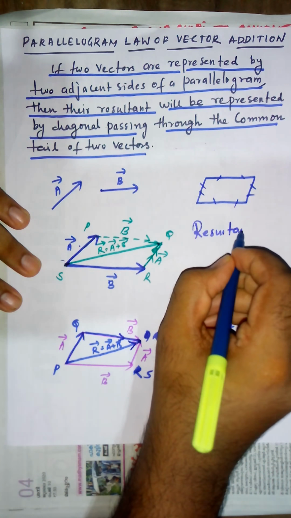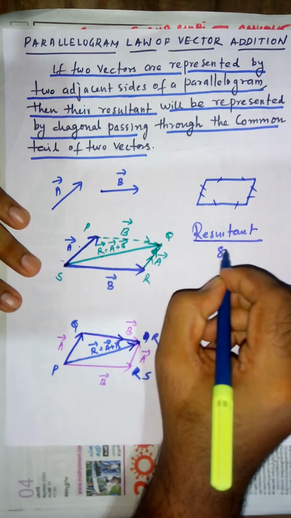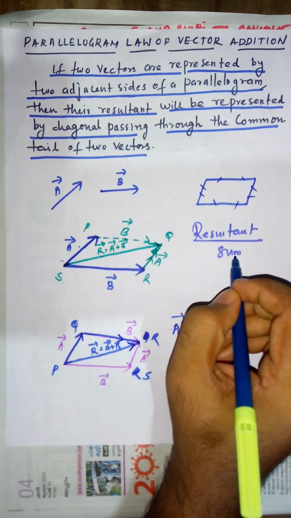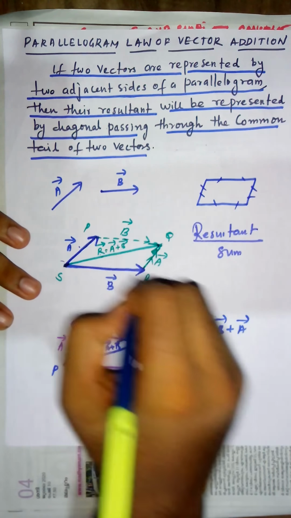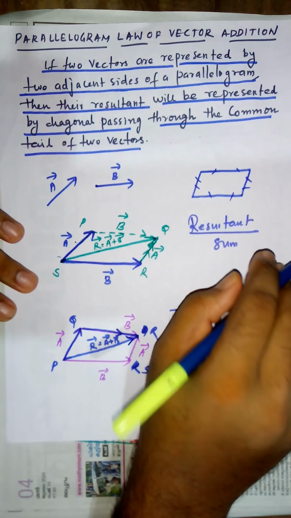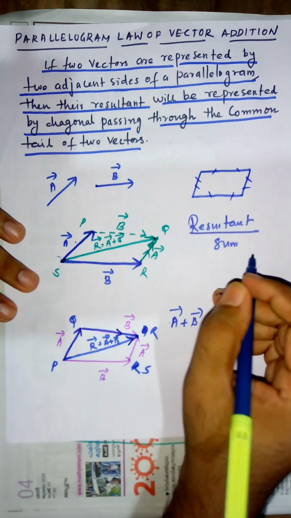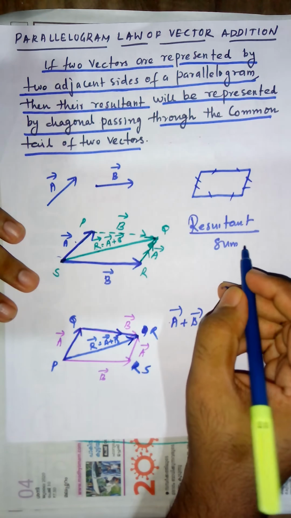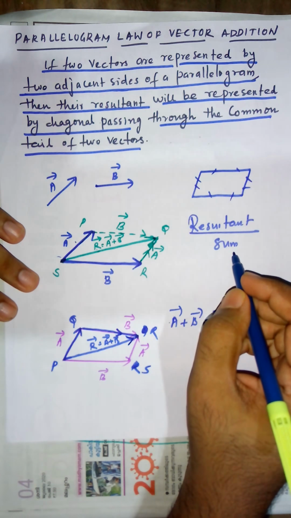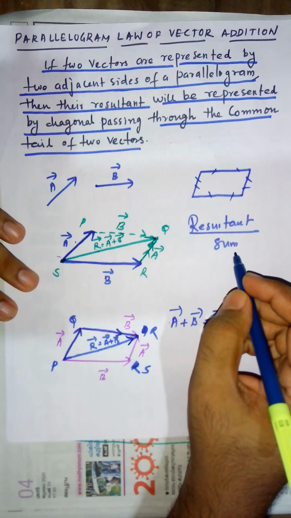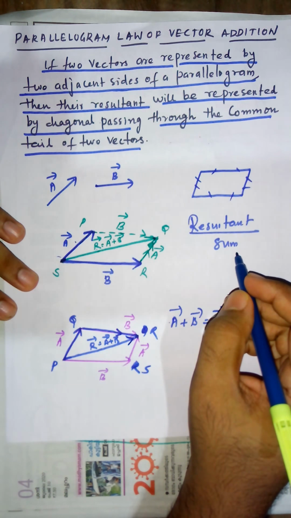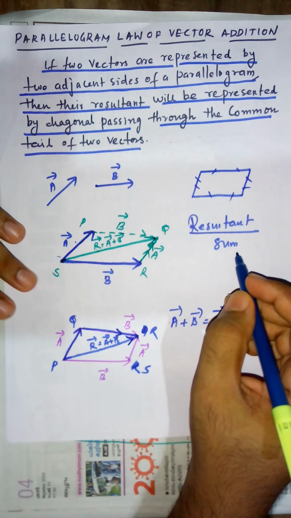Okay, resultant means the sum. Why are we considering these geometrical shapes to find the sum? Why can't we directly add vector A and vector B? Because these are not scalar quantities, these are vector quantities, because directions are involved. Directions have a major role in determining the sum of two vectors, so direction has to be considered.